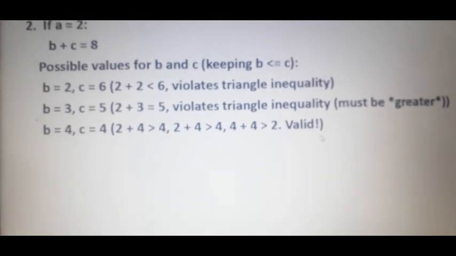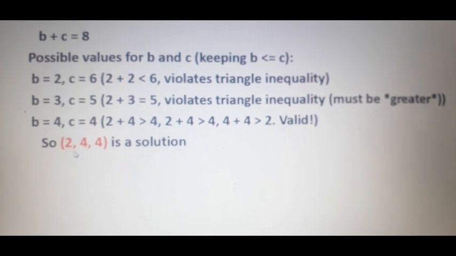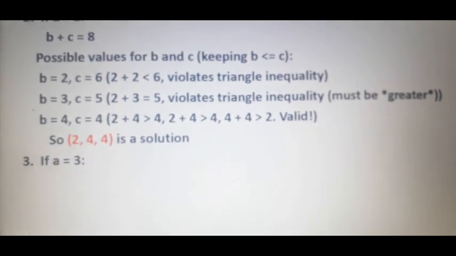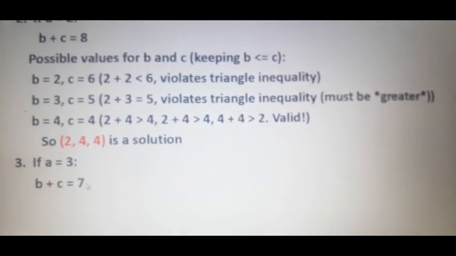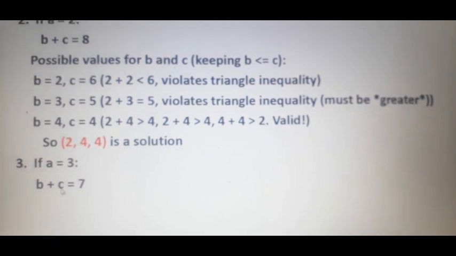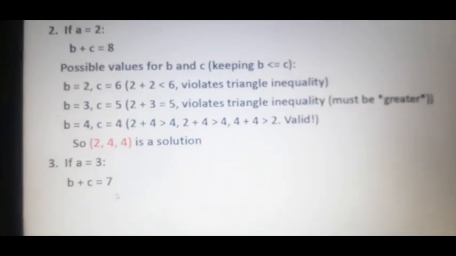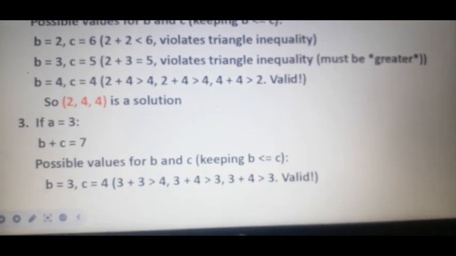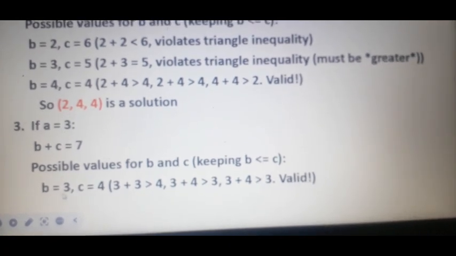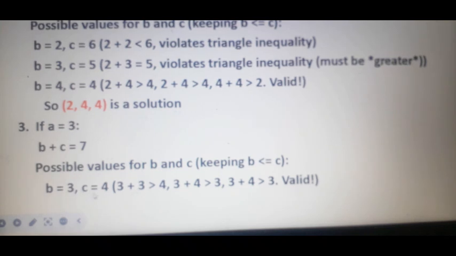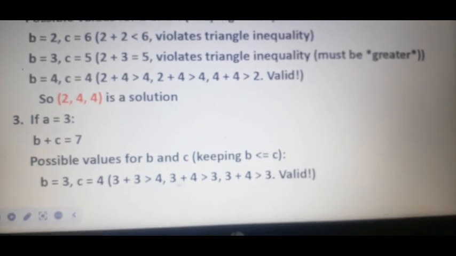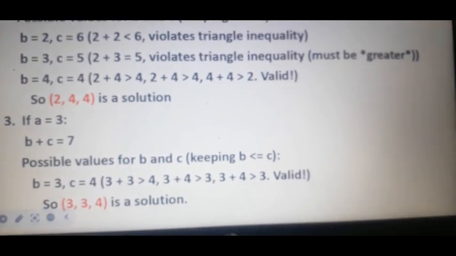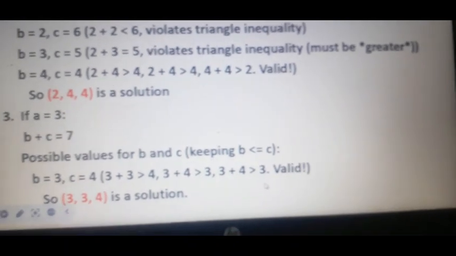2 plus 4 is greater than 4, 2 plus 4 is greater than 4, and 4 plus 4 is greater than 2. This is valid. So we have found one solution: A is 2, B is 4, and C is 4. If A is 3, B plus C is 7. Possible values for B and C, keeping B less than or equal to C. We can take B as 3. 3 plus 3 is 6, which is greater than 4. 3 plus 4 is greater than 3. This is also valid. Therefore 3, 3, 4 is also a solution.